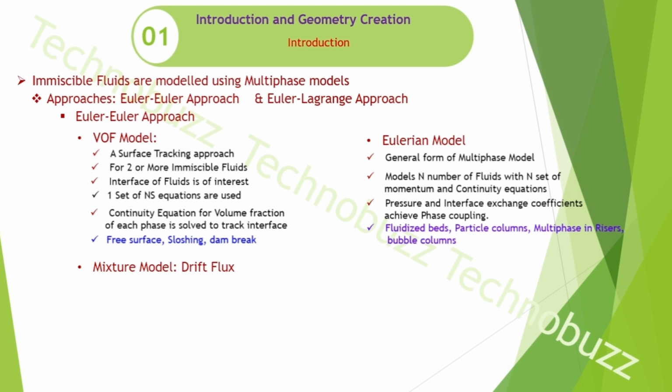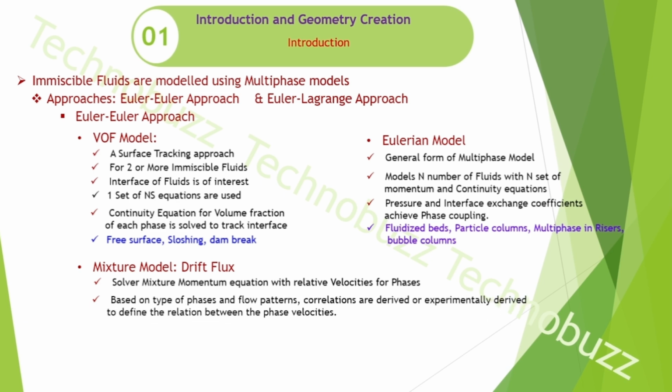As the Eulerian model is generalized and most detailed modeling, it is computationally expensive. In most industrial applications, simplified models help to qualitatively predict the physics. So drift flux model is one such simplified model. This model consists of one set of Navier-Stokes equations with mixture properties and uses experimental correlations for relative velocity between the phases. It is essentially a two-fluid model.